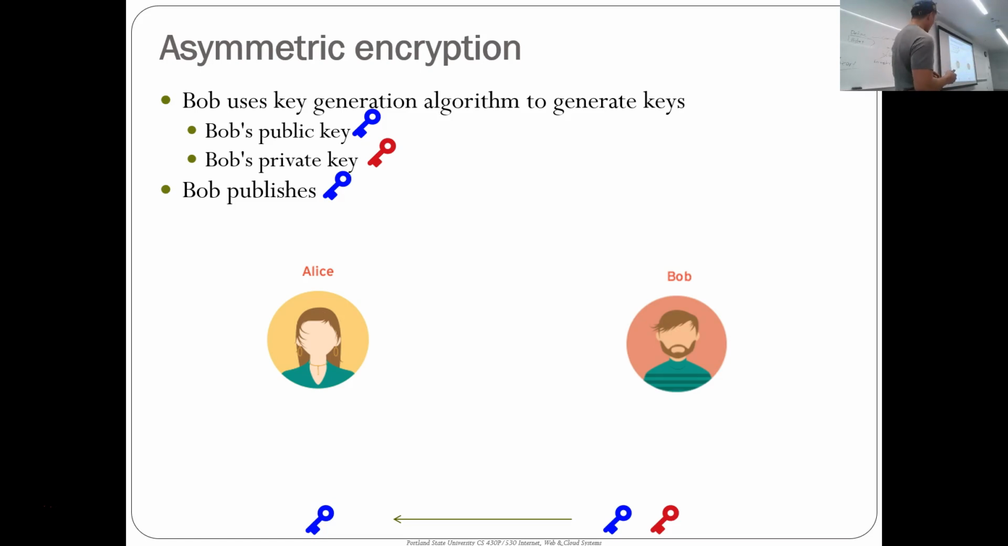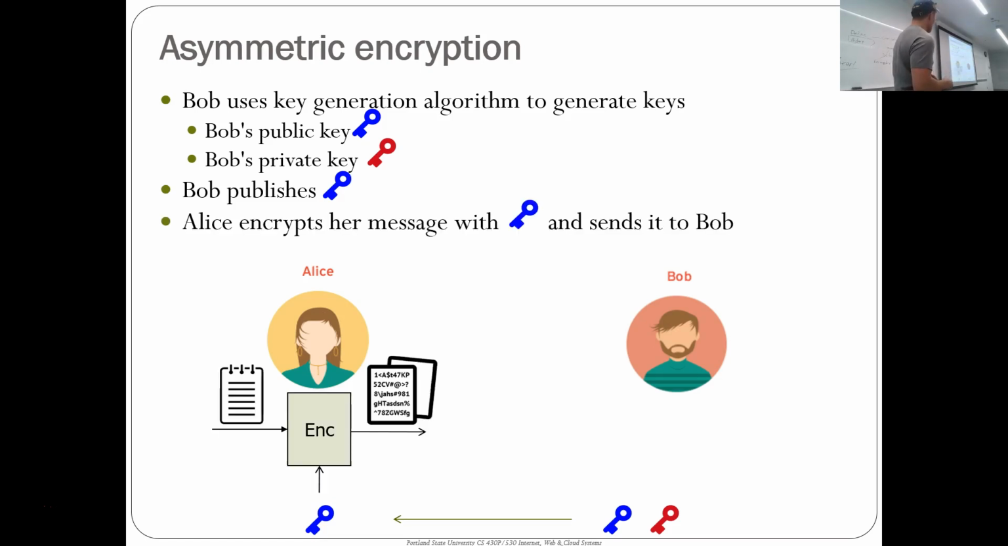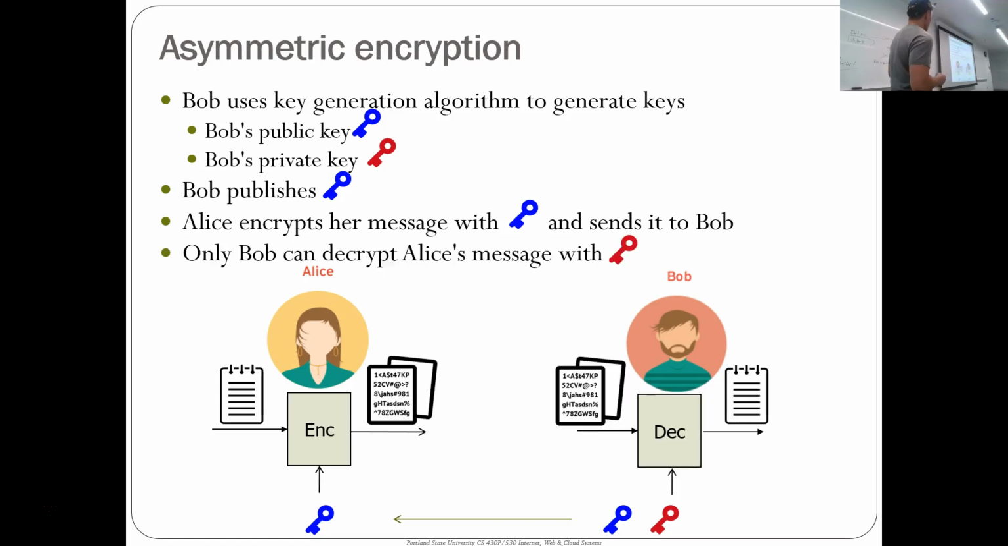If Alice wants to send a message, a plain text message, Alice will take the public key and the message, send it through the encryption algorithm, and generate the ciphertext here. And then sends this payload over to Bob. Only Bob, because Bob has the private key, can turn this ciphertext into plain text. So that's encryption. Are there questions about encryption?